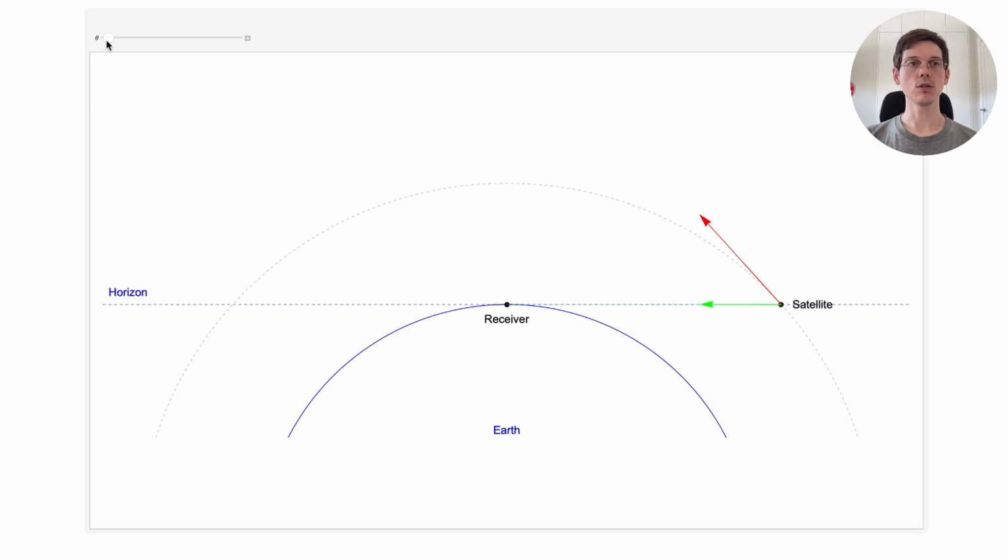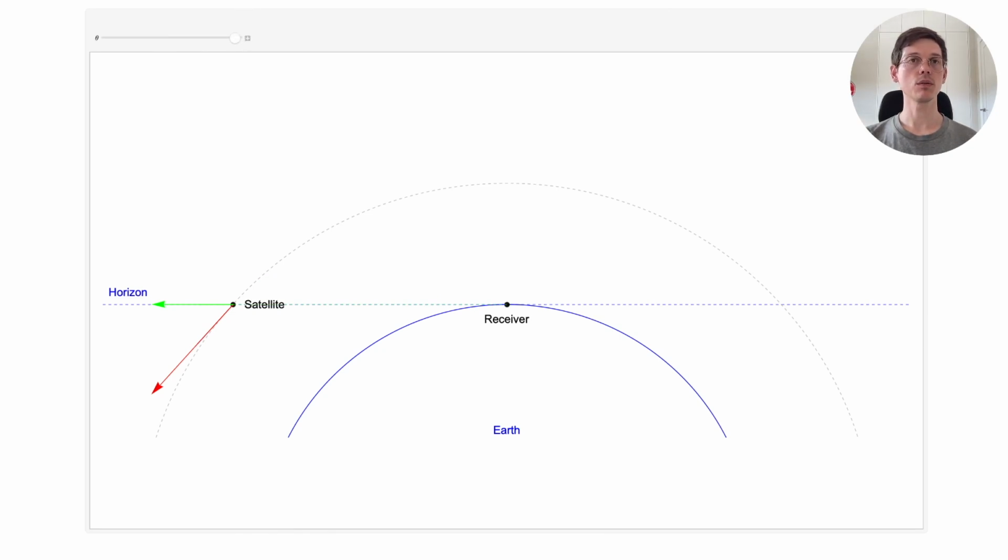As the satellite continues rising, it moves towards the receiver at a slower rate, so the observed frequency decreases. When the satellite is directly overhead, it's not moving towards or away from the receiver, so the observed frequency is equal to the L1 frequency. After the satellite has passed overhead, it's moving away from the receiver, so the observed frequency continues decreasing until the satellite sets over the opposite horizon.